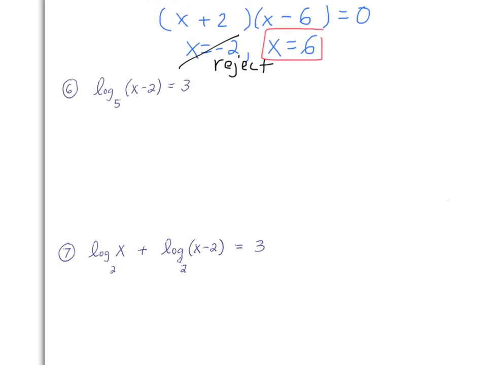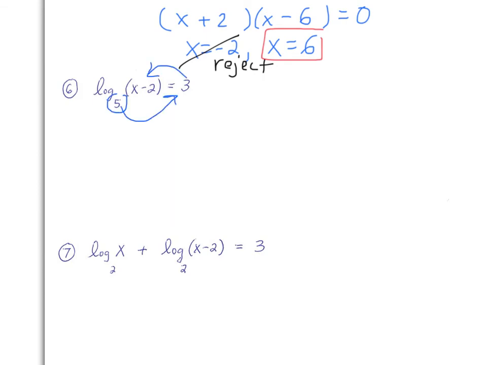Alrighty, a couple more here. So in our next example, notice we only have a single log. It's a log base 5. Alright, so we can't get rid of the log like we did before. However, there actually is a way to get rid of the log, and that is to use exponential form.